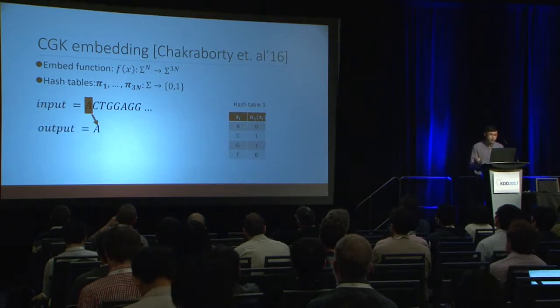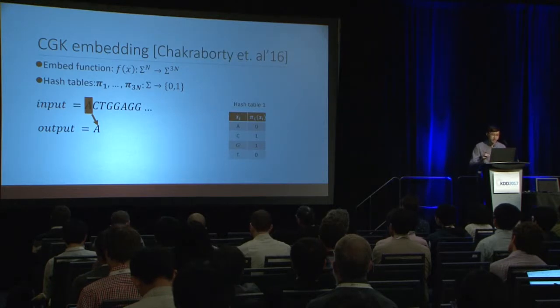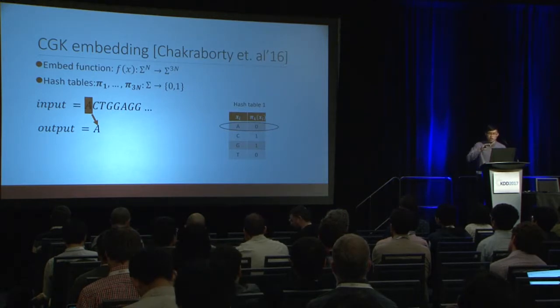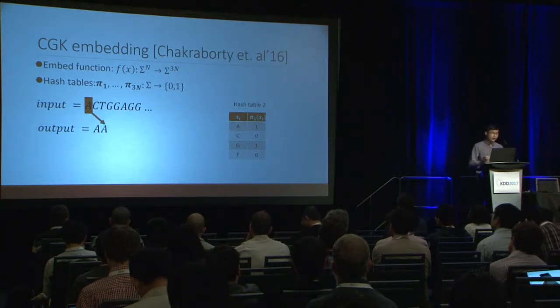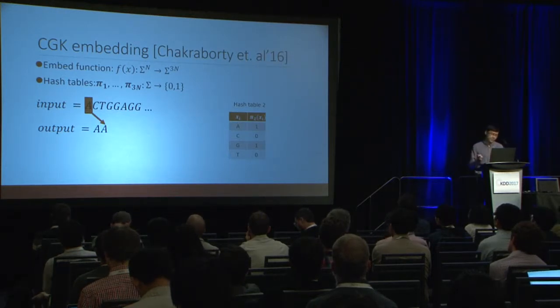In each step of embedding, we first copy the letter from the pointer position, which is A in the first step, and then we increment the pointer by the hash value, which is 0 on the first step. Then we come to the second step, we also copy the letter from the pointer position, which is also A, and we have a new hash table. And we find the hash value is 1. Thus, we increment the pointer by 1.